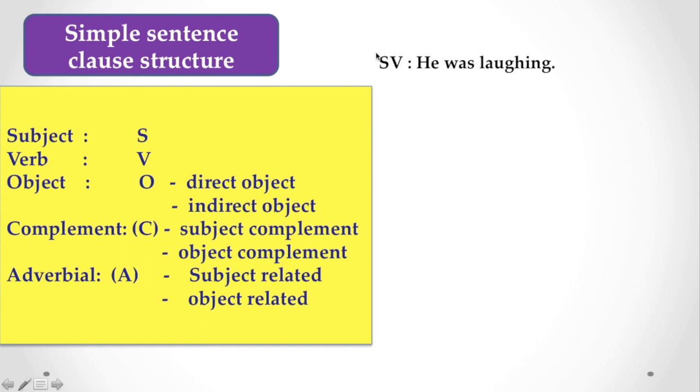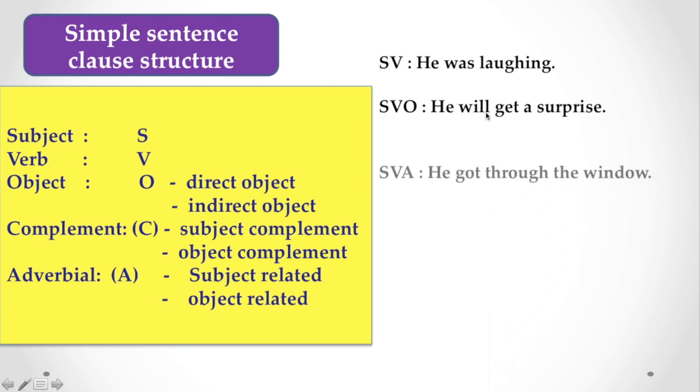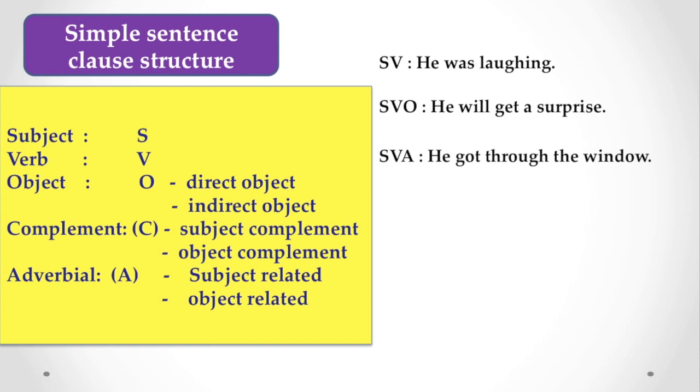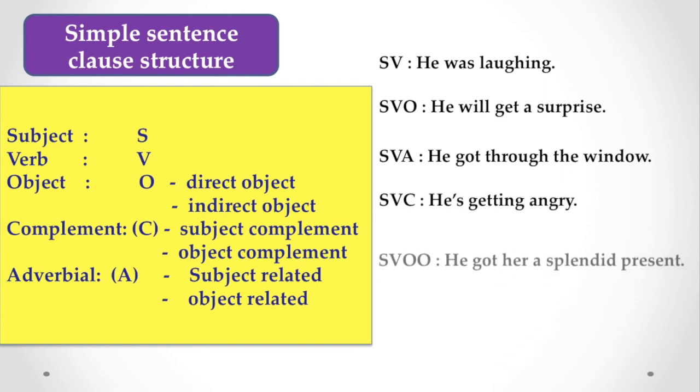Very basic and simple structure consists of subject and verb, that is, he was laughing. And here you have to arrange subject, verb, and object. This is another structure for a simple sentence. He will get a surprise. Subject, verb, and adverbial. He got through the window. Subject, verb, and complement. He is getting angry.